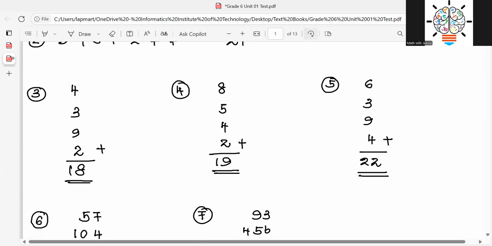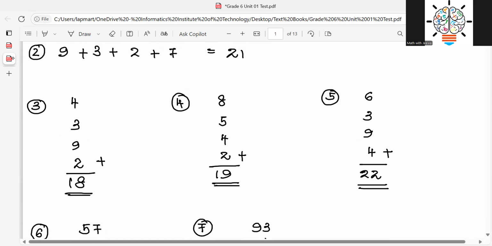And for questions number 3, 4, 5, you have the digits as a column. So from which direction do we want to start? You want to start from the bottom. 2 plus 9, it is 11, right? 11 plus 3, it is 14. 14 plus 4, it is 18.